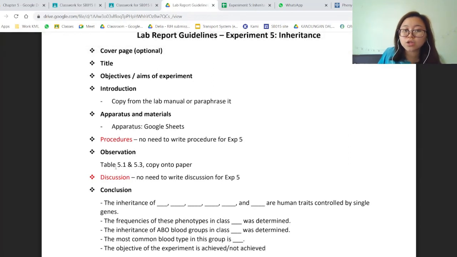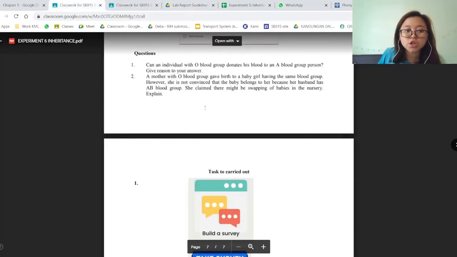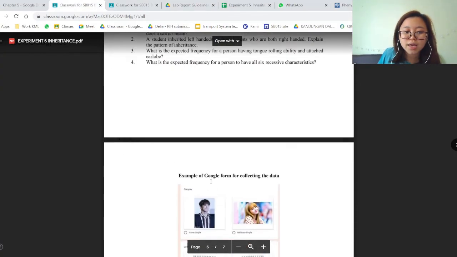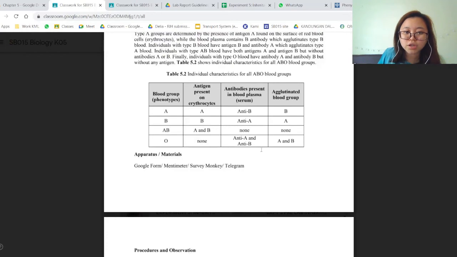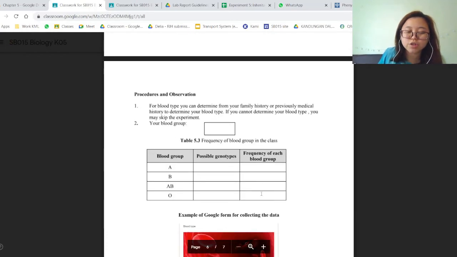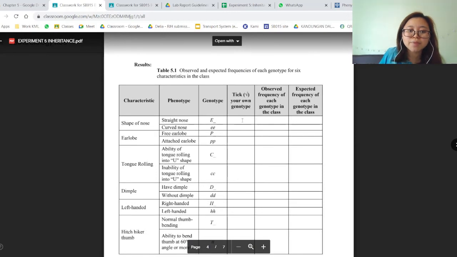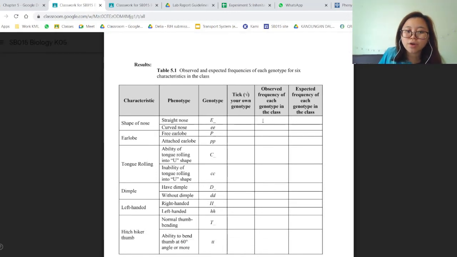You need to write the observation. Observation, cumalah kamu salin balik table 5.1 and 5.3. No, not this one, 5.3. So, salin balik dua table ini. Jangan lupa untuk label table dia. Tick your own genotype. Write down the observed frequency of each genotype and the expected frequency.